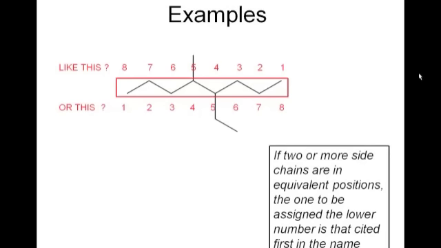And again, I've taken this statement directly from the IUPAC Rules of Nomenclature, which says that if 2 or more side chains are in equivalent positions, and these 2 would be in equivalent positions, 4 and 5, according to which direction you number from, the one that's assigned the lower number is the one that's cited first in the name. And remember that in the name, we cite the substituents in alphabetical order. So ethyl takes precedence over methyl. So the ethyl group gets to be at 4.